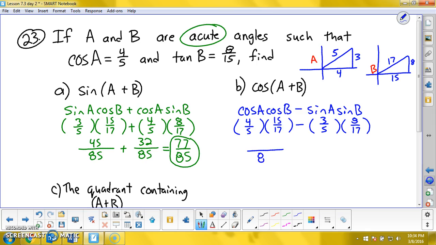Simplifying now, we're going to get 85 on the bottom. On top we get 60 minus, let's see here, that's going to be 24 over 85. And now if I subtract those, that's going to give me 36 over 85.